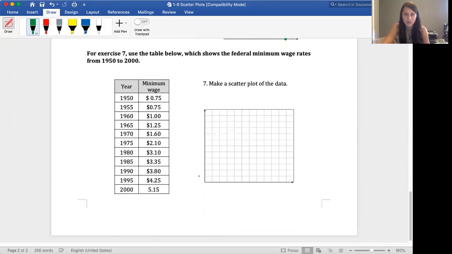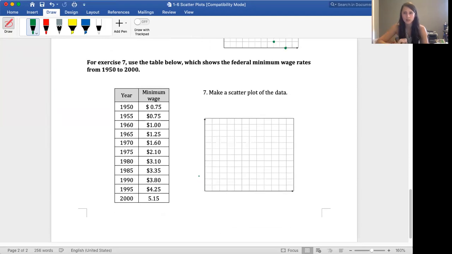All right, our last one. Now, this is bringing everything together. We're going to plot some points, we're going to figure out how to label our graph, and we're also going to make a title. So for this exercise, it says, use the table below which shows the federal minimum wage rates from 1950 to 2000. So basically, how much someone would earn an hour in these years for the minimum wage.